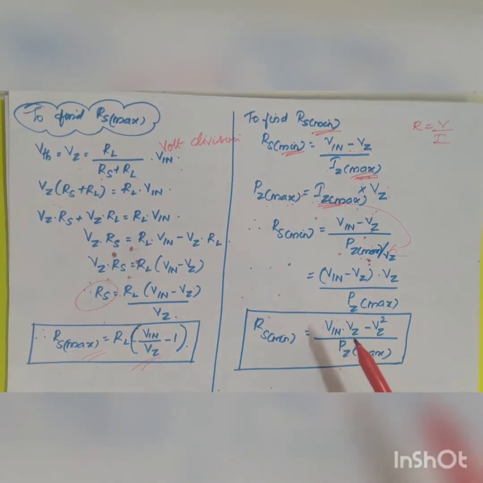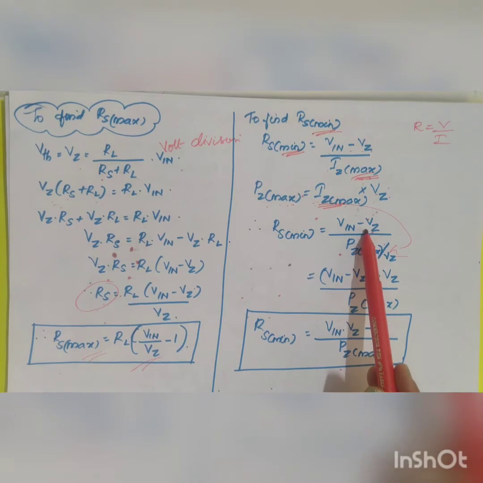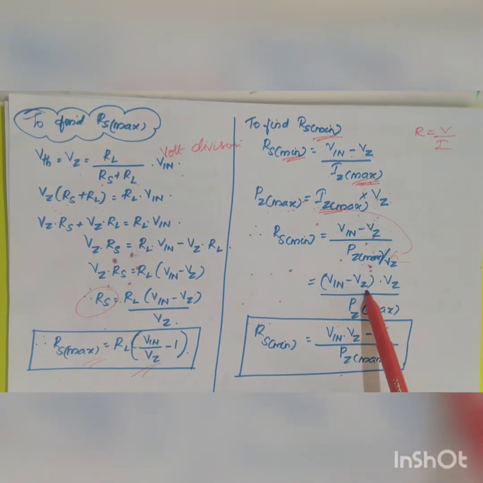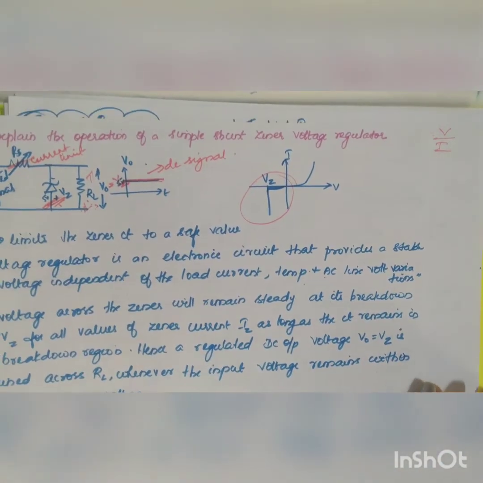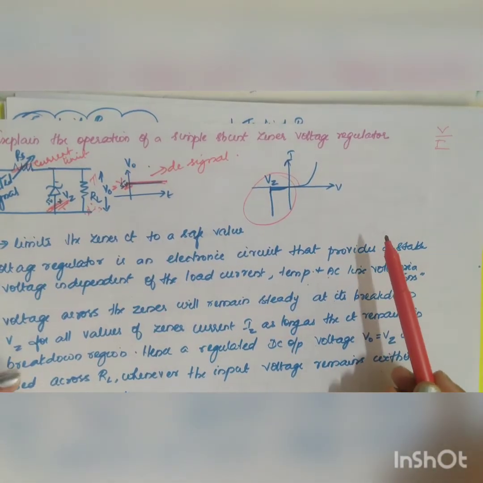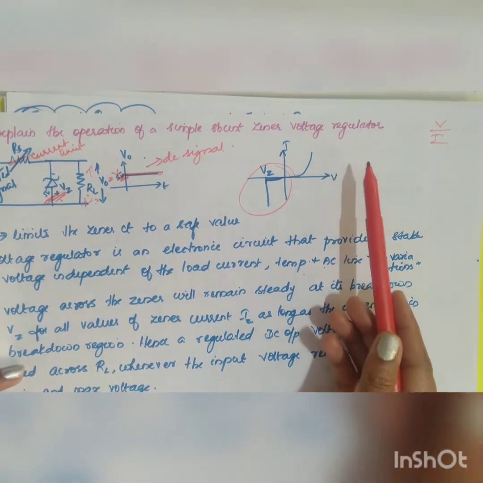Okay. So after simplification, what will you get? Vin minus Vz. Bring this Vz to the top, divided by Pz max. So RS minimum will be equal to Vin into Vz minus Vz square divided by Pz max. So this much you can write for this question. Okay. The detailed explanation is given in the playlist.